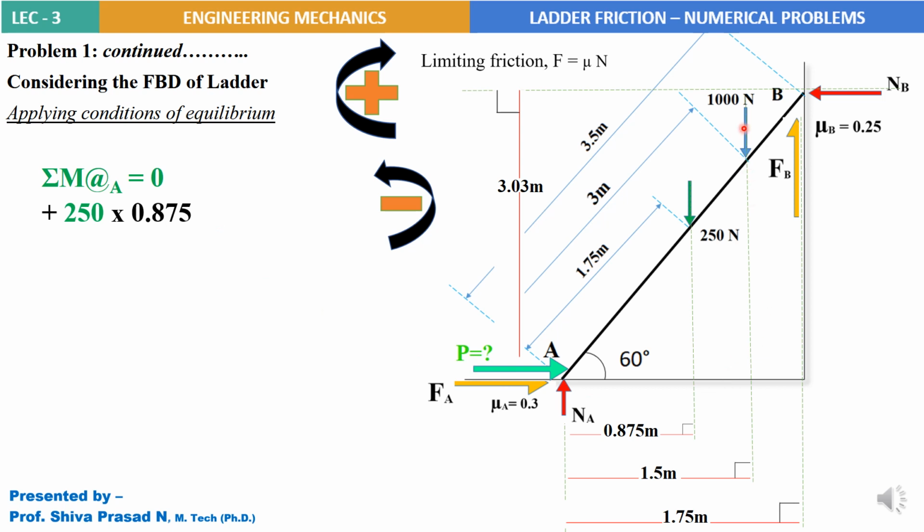Next force, 1000 Newton. 1000 Newton is the magnitude of the force, and the perpendicular distance between A and the line of action of the 1000 Newton force is 1.5 meters, and it is going to create a clockwise rotation. So clockwise rotation for the 1000 Newton force, so it is plus here, 1000 into 1.5.